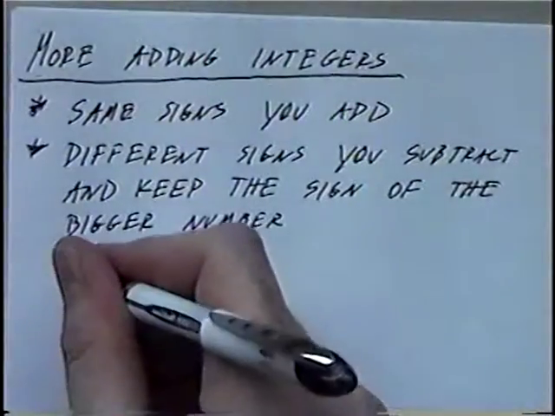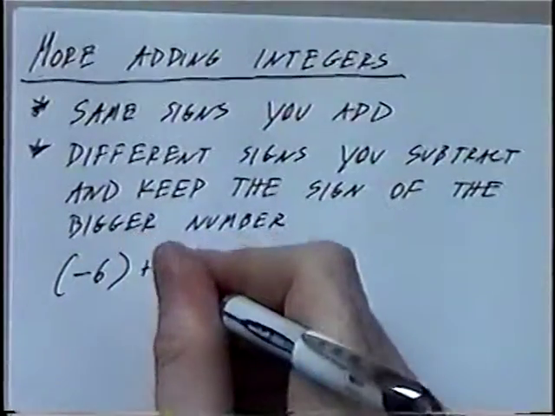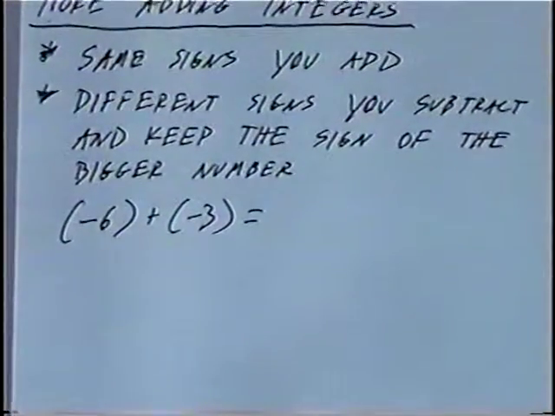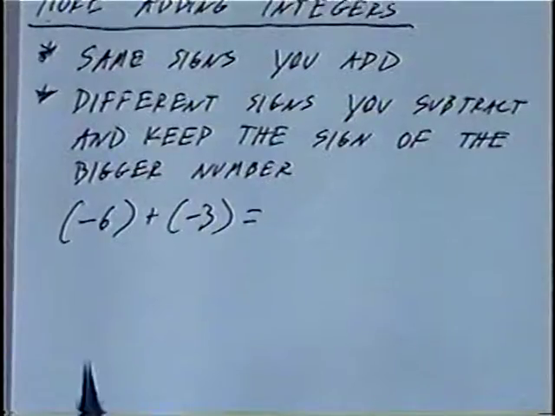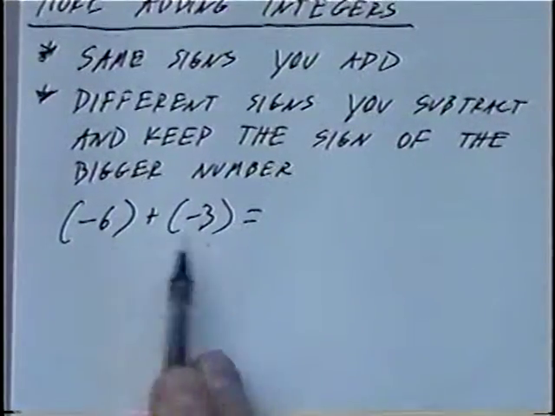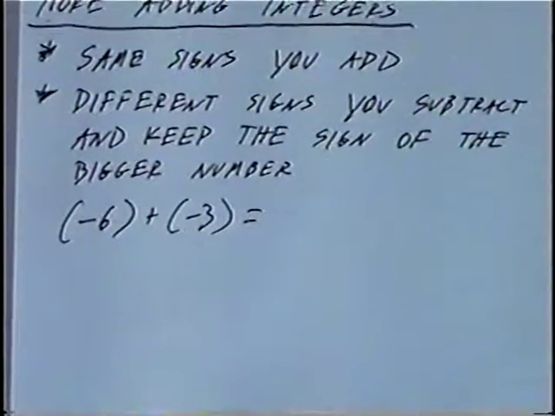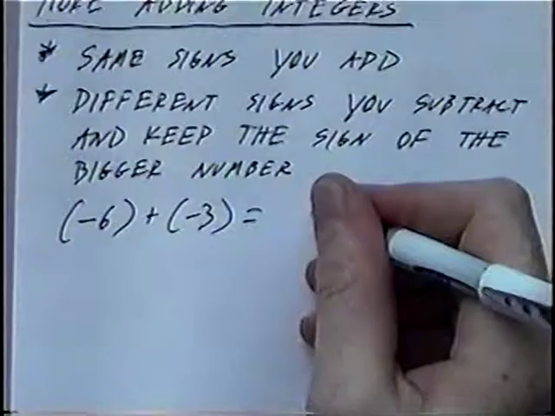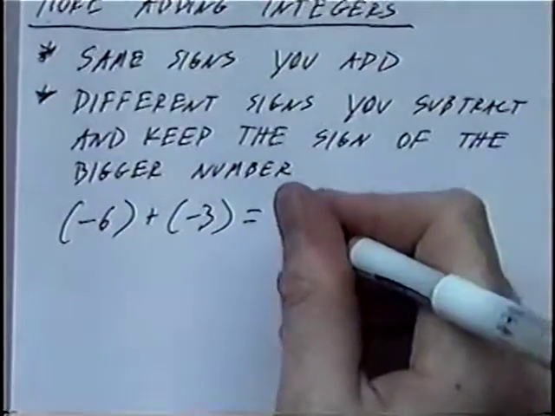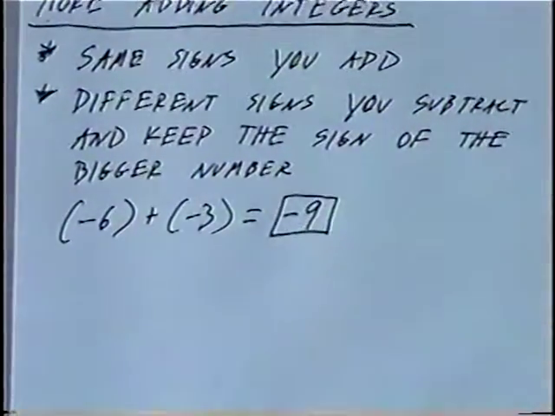First problem we'll look at, in parentheses, -6 plus a -3. So if we look at this question, we have a -6 and a -3. Both numbers are negative, so we have these same signs. So we'll add the numbers 6 plus 3, which will be 9. And if the numbers are both negative, then we'll keep the number negative. So the answer would be negative 9.